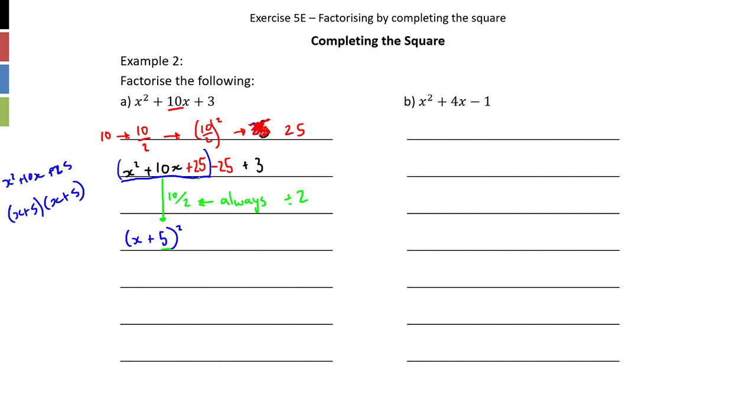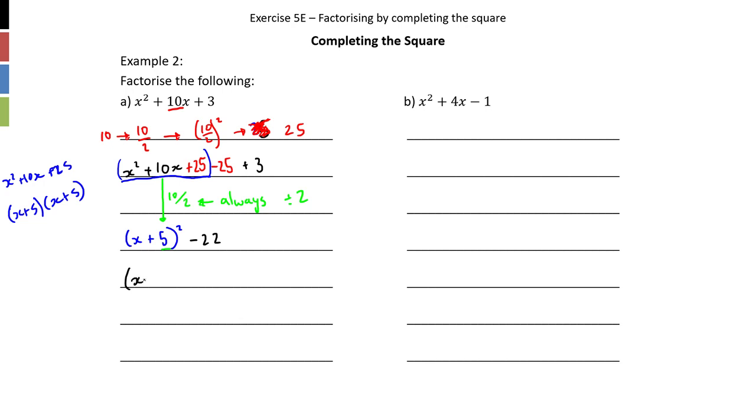It's always going to be. That's the beauty of making this number. We know it's always just going to be this perfect square that we're going to create. It's just going to be the middle coefficient divided by 2. And then what am I left with? Well, I've got minus 25 plus 3. Minus 25 plus 3 is going to be minus 22.